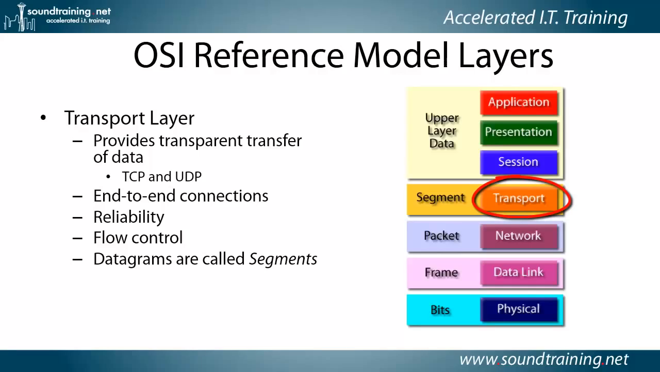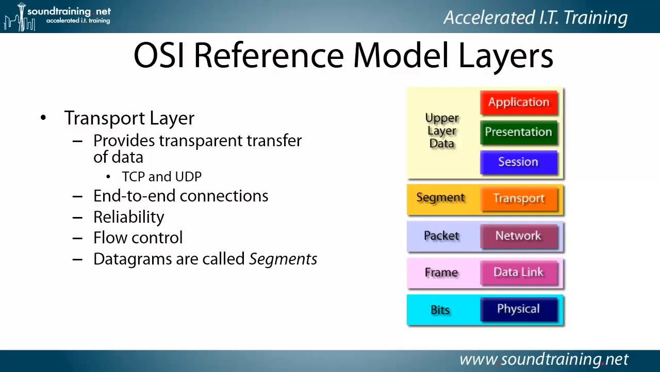This is layer 4. It provides transparent transfer of data. Protocols that operate here are TCP and UDP. TCP for reliable connections and UDP for unreliable or non-reliable, maybe is a better way of describing it. In this case, non-reliable is not necessarily bad. It simply means there's less overhead because there isn't the error checking that happens with TCP nor the confirmation of delivery. So you use TCP when you need to ensure that the datagrams arrive at the destination, and you use UDP when latency is more of an issue because there's more overhead associated with TCP.